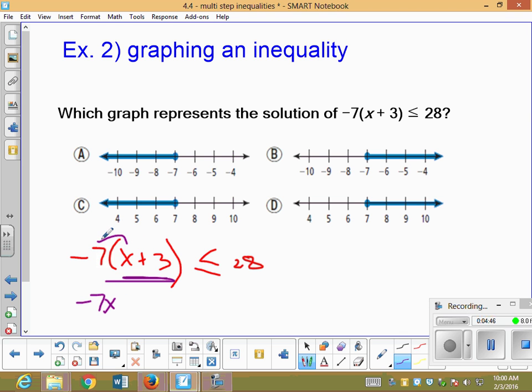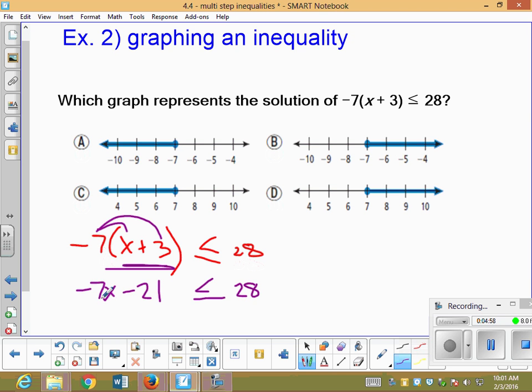And then negative 7 times 3 is negative 21. Then I can bring down my sign. So don't forget the distributive property here. Then 28 is here. Okay, how do I get x by itself? I've got to get rid of the number that's furthest away, which is the negative 21. So I'm going to do the opposite to get rid of it: 21 here, plus 21 here.